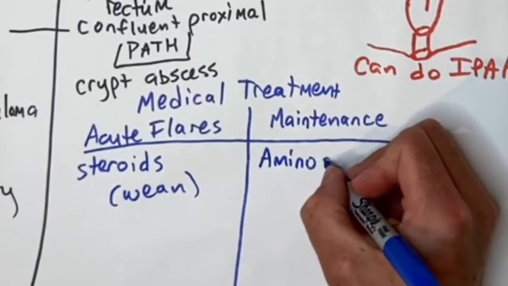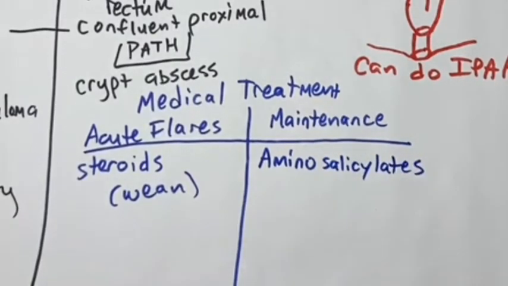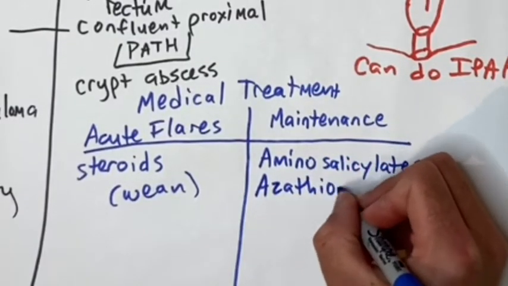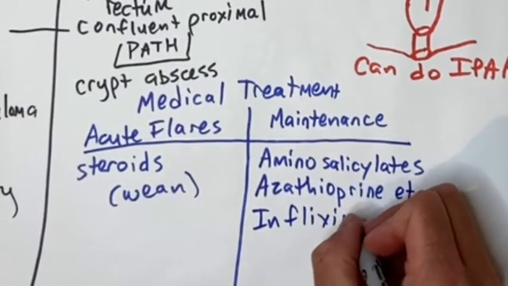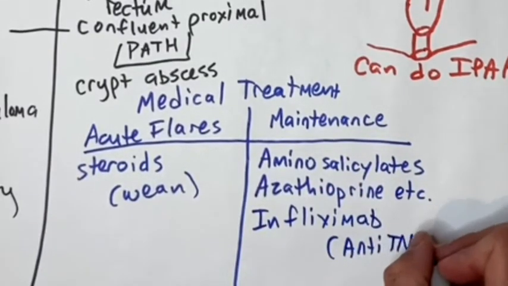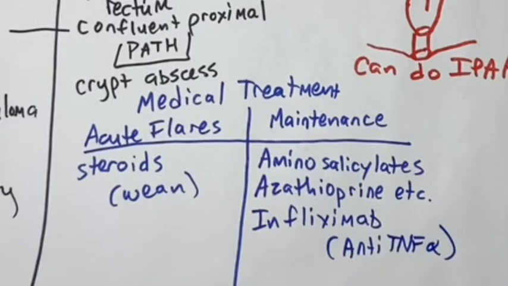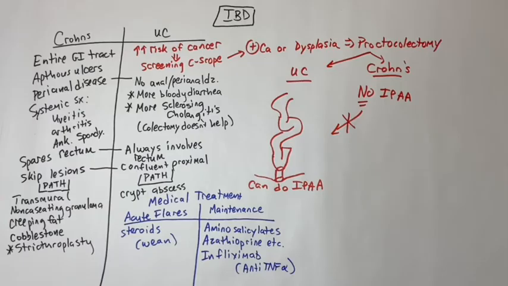Aminosalicylates like sulfasalazine or 5-ASA can help by decreasing inflammation and are used for maintenance. Immune suppressants like azathioprine or cyclosporin are often used for long-term maintenance. Infliximab or Remicade is a monoclonal antibody against tumor necrosis factor. It is used for steroid refractory flares and specifically to help close Crohn's fistulas.